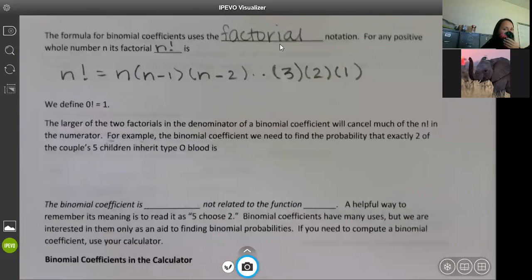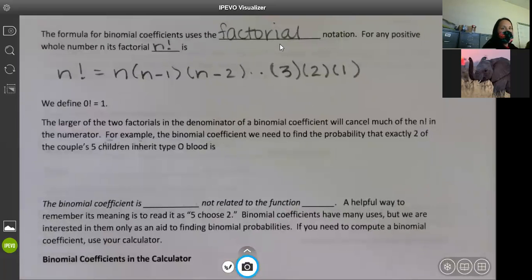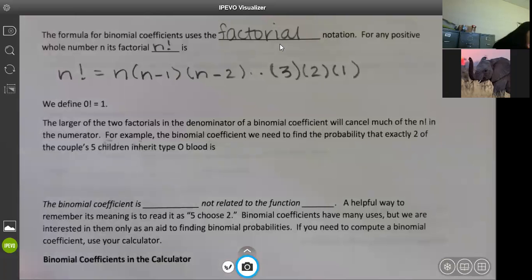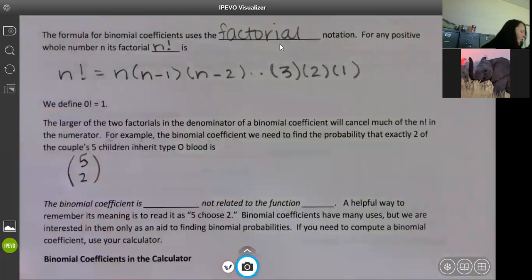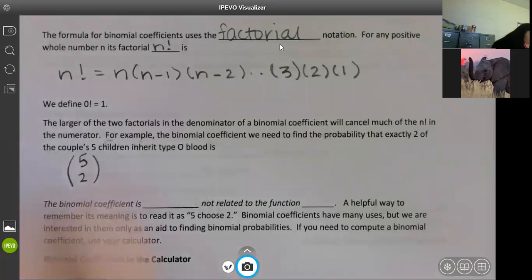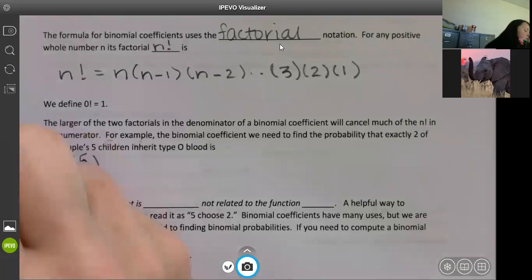The larger of the two factorials in the denominator of a binomial coefficient will cancel much of the n factorial in the numerator. For example, we need to find the binomial coefficient for the probability that exactly 2 of the couple's 5 children will inherit type O blood. So that 10, this is how you get the 10 without having to list all the F, S, F, F, S, whatever, because I'm not going to do all that, and I don't expect you to do it either. So what you're going to have is 5 trials. We're choosing exactly 2. So again, remember this is n over k, and k is your successes.